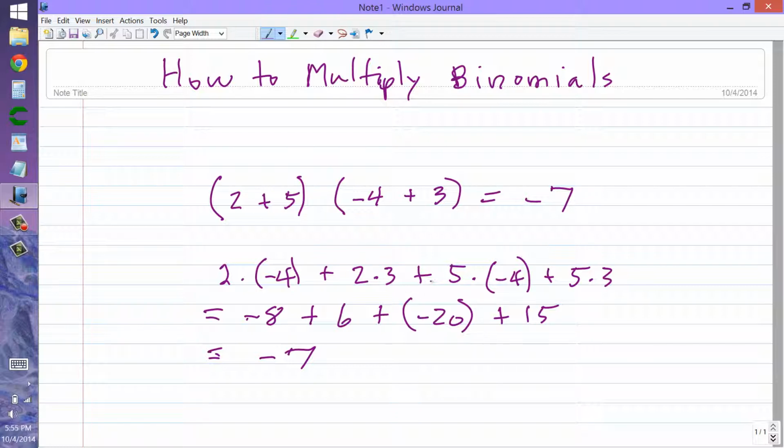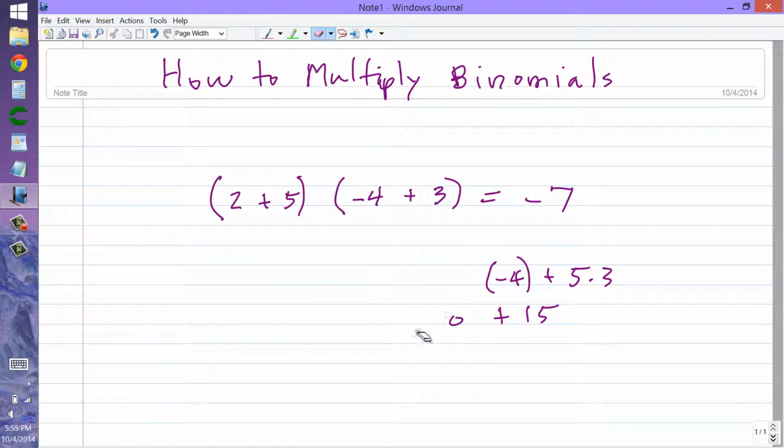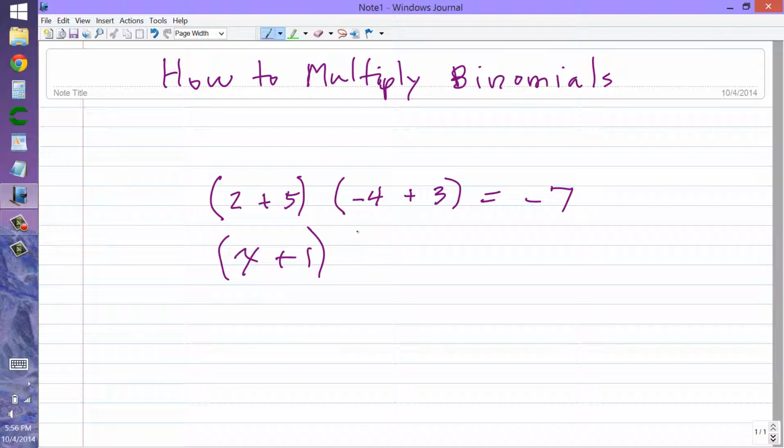Now, when you take algebra, you're going to encounter things other than plain, clear numbers for the terms in a binomial. For example, you might encounter the variable: x plus 1 times x plus 2.